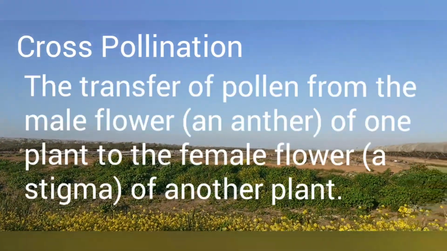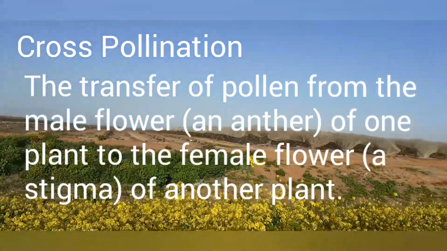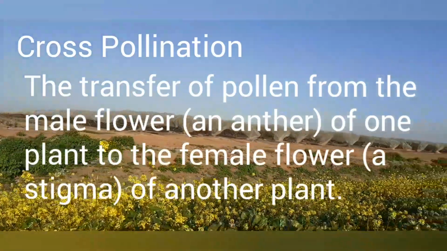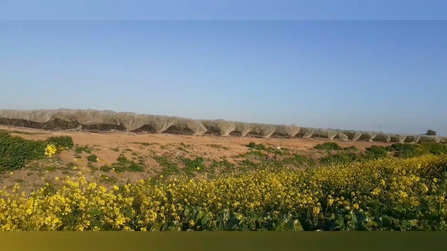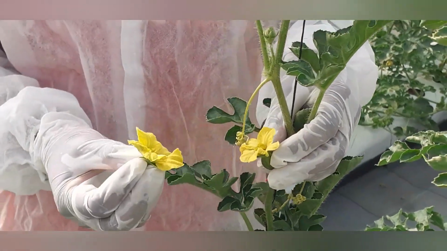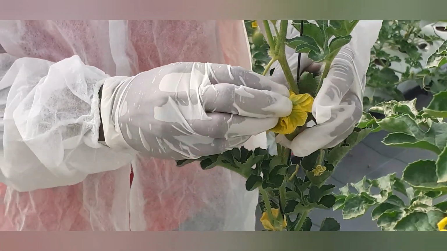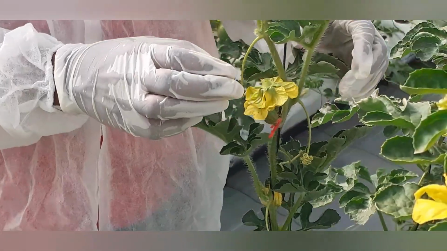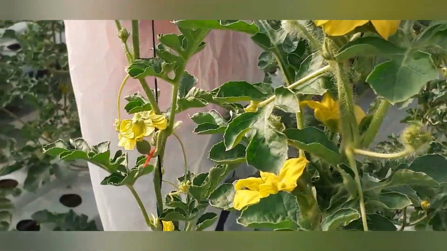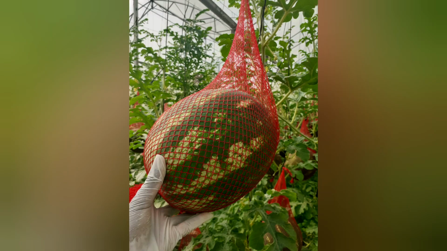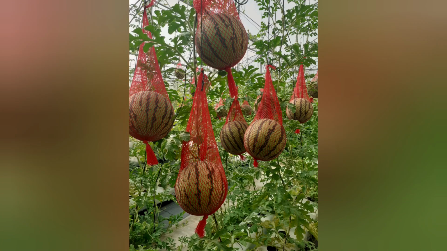Now, cross-pollination is the transfer of pollen from the male flower or anther of one plant to a female flower or stigma of another plant. We use nearby plants. We use flowers to transfer these pollens. We take flowers from plants which are near, and that is how we do cross-pollination. With this process we can produce new kinds of fruits that we need, maybe big fruits or resistance to diseases.